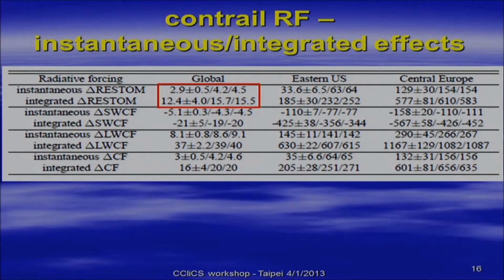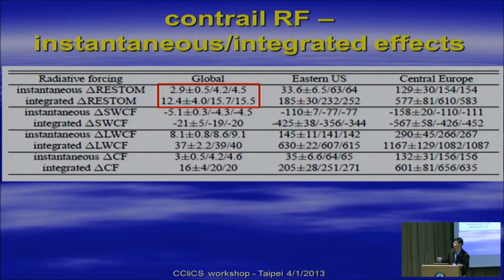So here's the number we came up with, very different from the previous studies. For linear contrail, it's about 2.9 plus minus 2 sigma 0.5. That's quite a bit lower than AR4. For contrail series, it's about 13 watts per meter square.